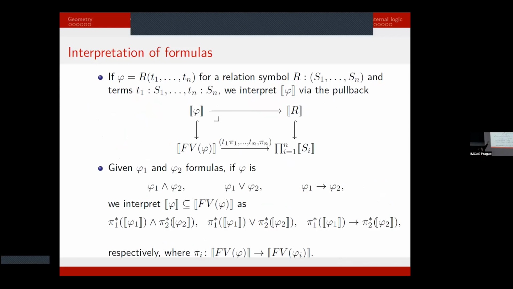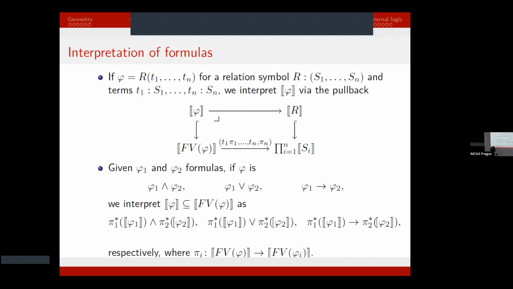Okay. Then if phi is relations over certain terms, what I do is I take the terms, I bring them under the same set of variables, and I use the universal property of the product to define a unique map from here to all sorts. Now the relation lives inside the product of sorts, as a sub-object, which means if I take the pullback, I also obtain a sub-object, and that will be the interpretation of my formula phi.